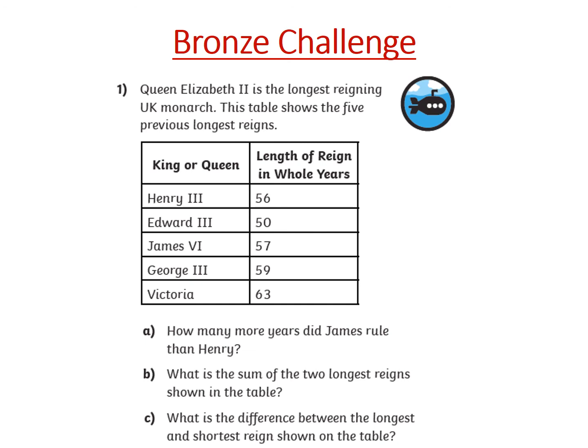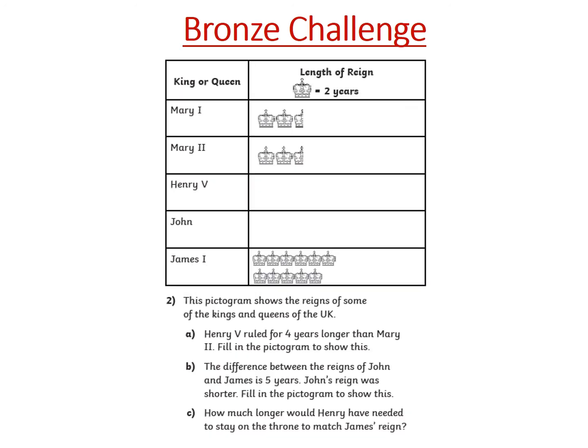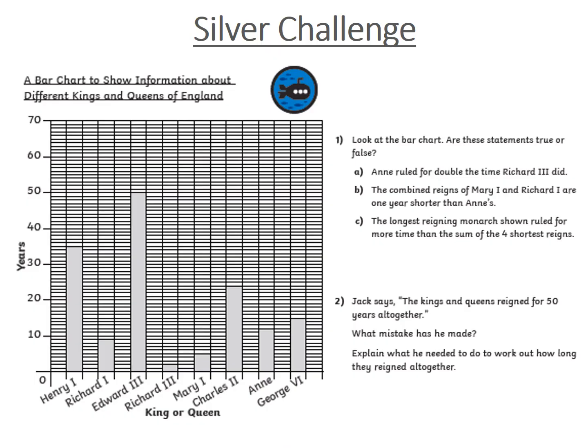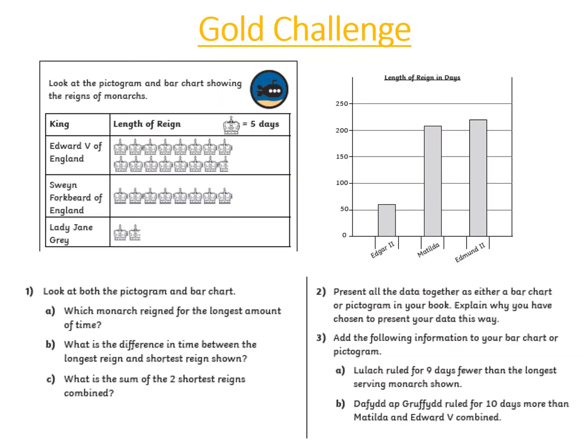Bronze children, you have got some questions to go through by using the information in that chart, just like we've done all the way through the video, and a few more questions there. So you can either pause the video and work through that or download the PDF and read it carefully. Silver children, you've got a bar chart there and you've got some questions to work through. So looking carefully again and answering the questions. And gold children, you've got a pictogram and a bar chart and you've got some questions to work through as well.